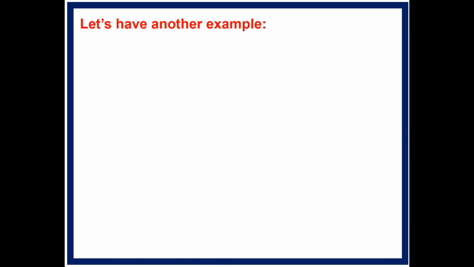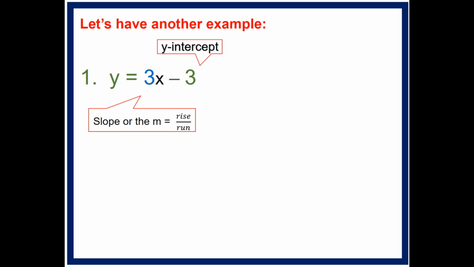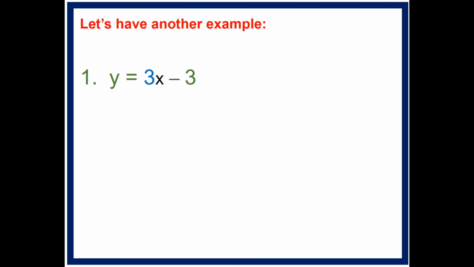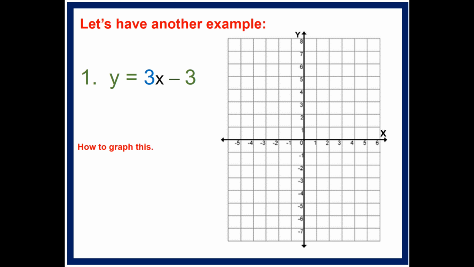Let's have another example. y equals 3x minus 3. Again, don't forget the y-intercept and the slope, or the m. Let's graph this. First step, let's start with the y-intercept, which is negative 3. Let's look for negative 3 here. It should be on the y-axis. There it is, our negative 3.